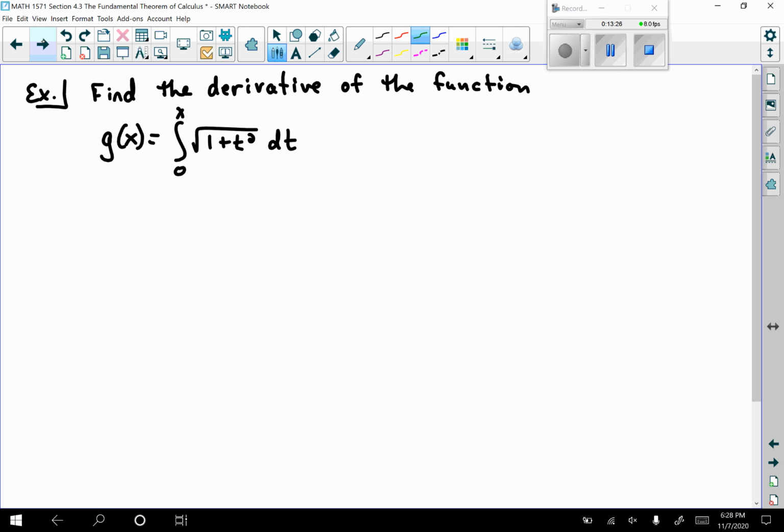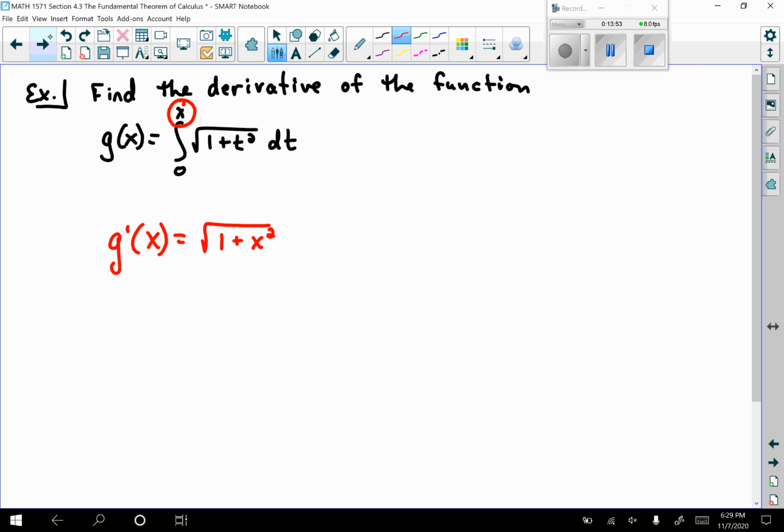So let's take a look at this example. We want to find the derivative of the function g of x here. So using that statement, g prime of x, again, you would think everything would cancel here, and it does. We're left with the square root of 1, not plus a t squared, but plus the x squared, again, because that's what we're looking at. Notice down here, that's a 0, that's a constant.